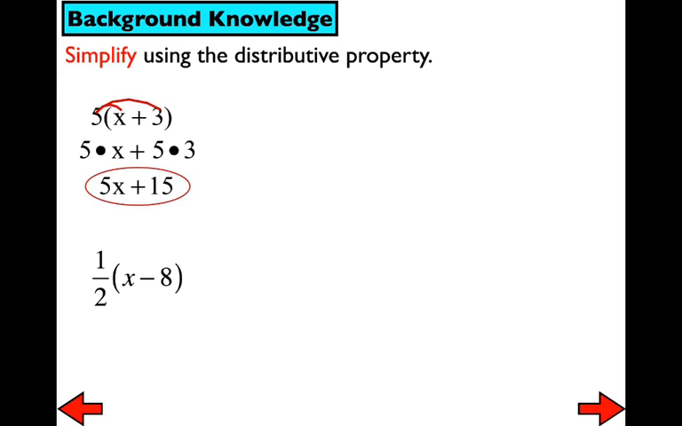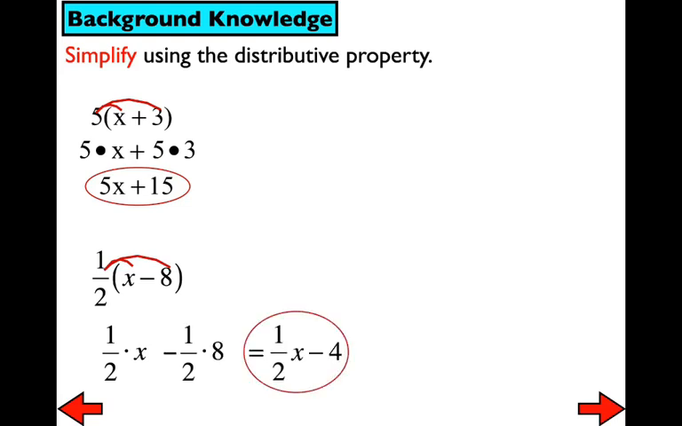Even if you have a fraction on the outside or a decimal, it doesn't change what you do. 1/2 x times x is 1/2 x, and 1/2 times 8 is 4, so we end up with 1/2 x minus 4. And then also, from 7th grade, you would have had problems where the outside number may be a negative number, but that doesn't really change what you do.